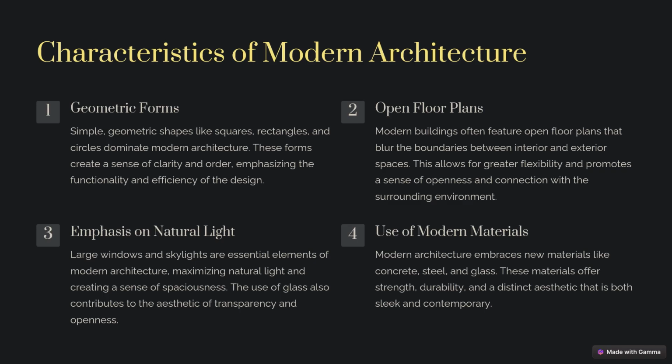On this slide, dear students, let's deal with the characteristics of modern architecture. Here we have four main features of this style. The first one is geometric forms. Simple geometric shapes like squares, rectangles, and circles dominate modern architecture. These forms create a sense of clarity and order, emphasizing the functionality and efficiency of the design.